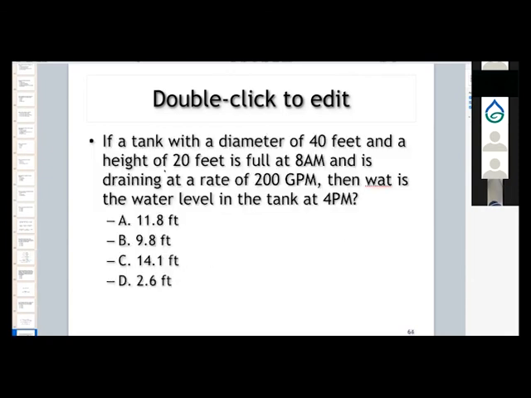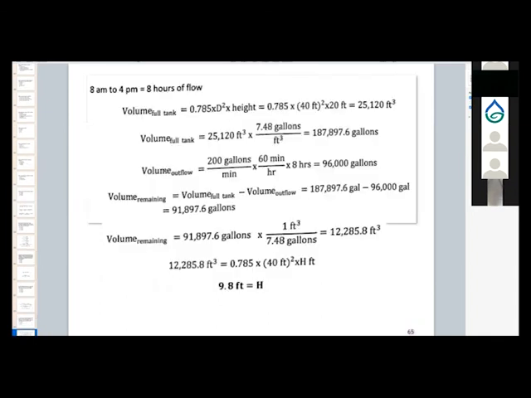If a tank with a diameter of 40 feet and a height of 20 is full at 8 a.m., is draining at a rate of 200 gallons per minute, then what is the water level in the tank at 4 p.m.? So this is a typical distribution question. So calculate how many hours of flow. 8 hours of flow from 8 a.m. to 4 p.m. You can use military time, 1600, and then maybe you'll get the math a little bit easier. 16 minus the 8 is 8 hours of flow.